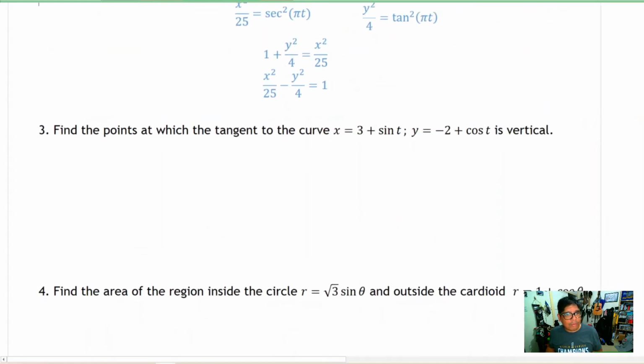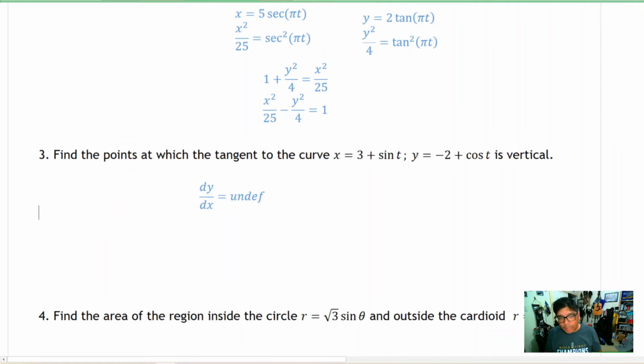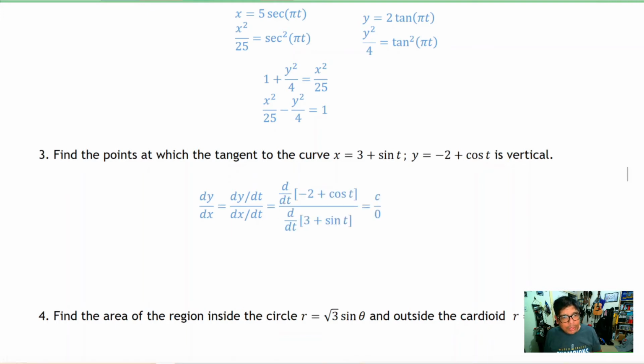Question 3: find all the points at which the tangent to the curve x equals 3 plus sine t, y equals negative 2 plus cosine t is vertical. Well, we get a vertical tangent line if dy/dx is undefined, which means that if dy/dx equals some constant over 0, we will have an undefined slope. Remembering in our parametric equations, dy/dx is dy/dt over dx/dt. So the derivative of negative 2 plus cosine t over the derivative of 3 plus sine t, when is this equal to something over 0?